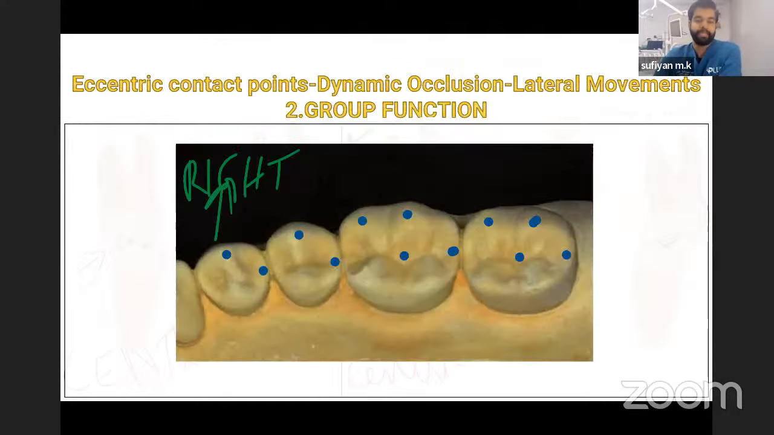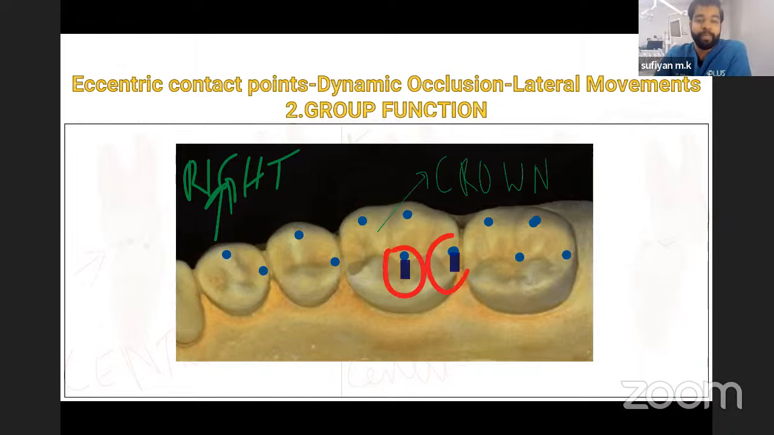So now imagine a second scenario, the same situation, but the patient is having a group function occlusion. Group function is when the patient is moving the mandible to the right side, along with the canine marking, you will have premolars and molar marking as well, right? And those should be equal markings.